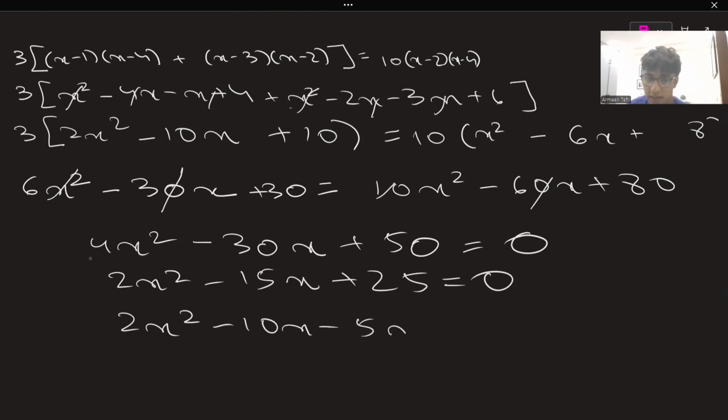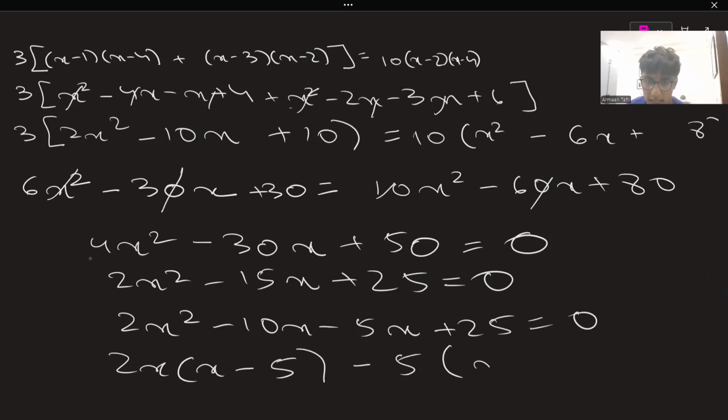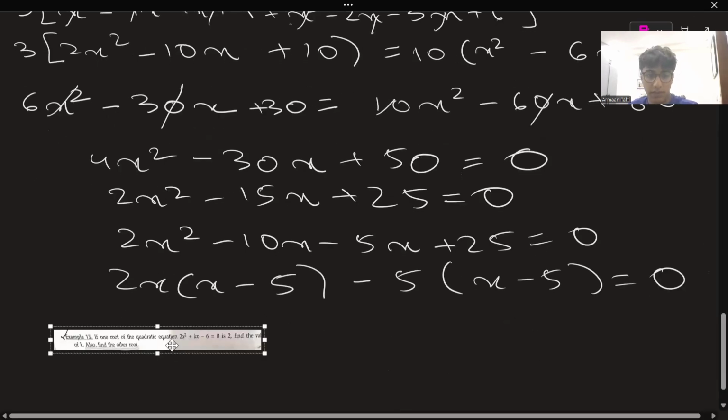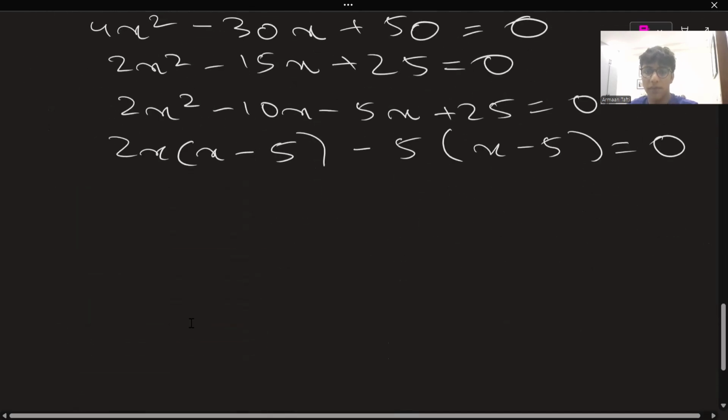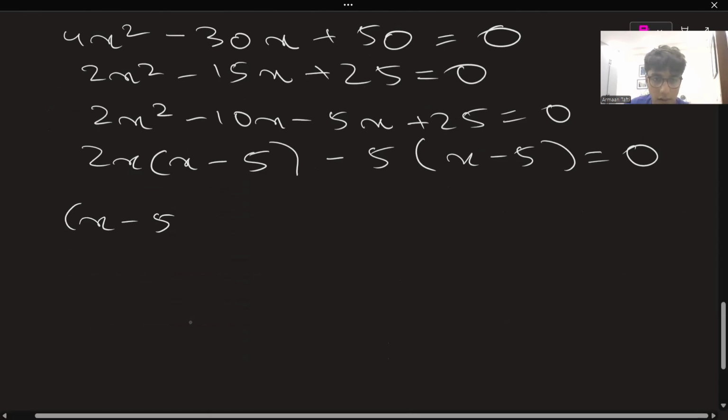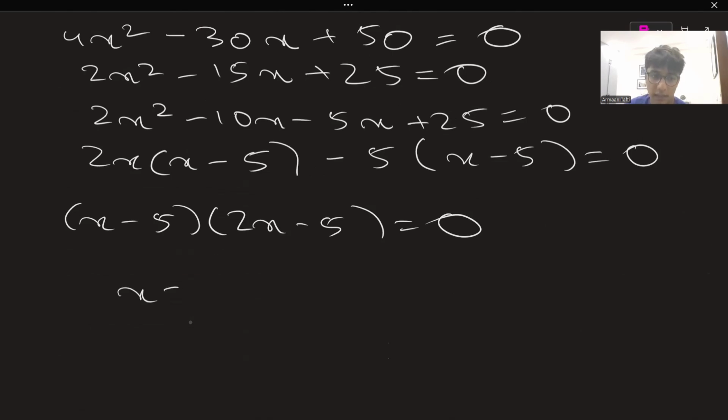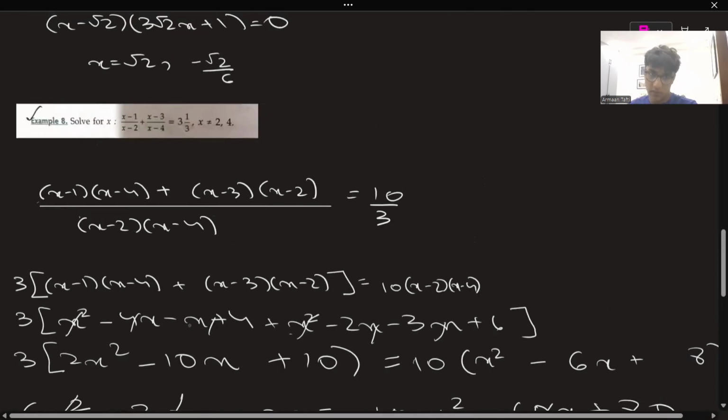Minus 10x minus 5x plus 25 equals 0, right? Minus 10 minus 5 is minus 15. So 2x out common, x minus 5, minus 5 out common, x minus 5. Now let me move this question down a bit lower once again. If we take x minus 5 out common, we get 2x minus 5 here, and with the zero product rule, you get x equal to either 5 or 5 by 2. Simple question. Just make sure you don't make any errors in the calculation because it's pretty extensive.